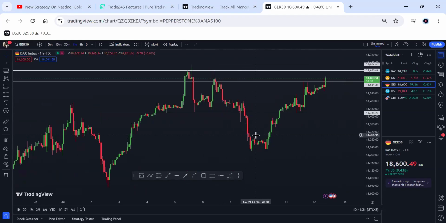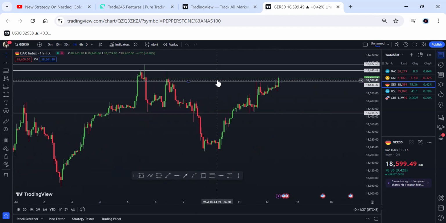So for NAS 100 today, even New York session, guys, you can be looking for buys. You can be looking for buying opportunities. But for this German 30, I'm gonna tell you guys why I'm looking for buys. You know this thing that's called double bottom. This thing goes on for the longest time.